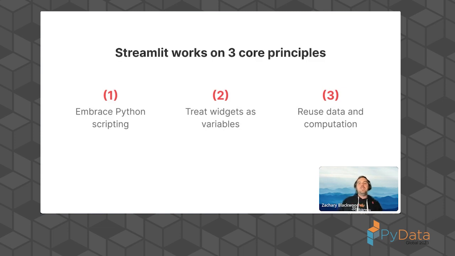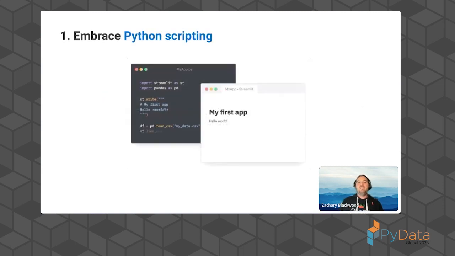So the three core principles of Streamlit are, number one, you embrace Python scripting, number two, you treat widgets as variables, and number three, you reuse data and computation. I'll explain what that means in just a minute. One of the things that I really like about Python is it's really easy to just write a script and run it and have it do something. I don't need to make a complicated thing with lots of different files and abstractions and classes and objects. I can just write a script that runs from top to bottom, and that's very much what Streamlit embraces.